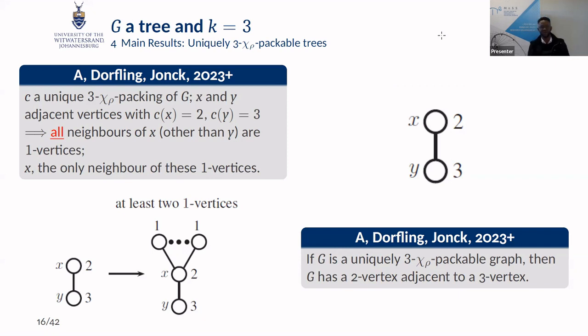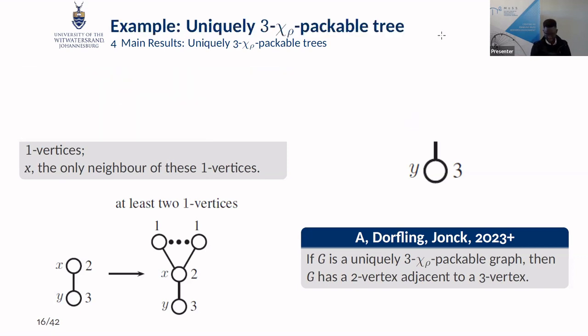And another observation that we make is that whenever you have a 3 chiral packable graph, then there must be a 2 vertex adjacent to a 3 vertex. So you are going to see this when we start looking at the characterization and then the basis graphs that we use in establishing this.